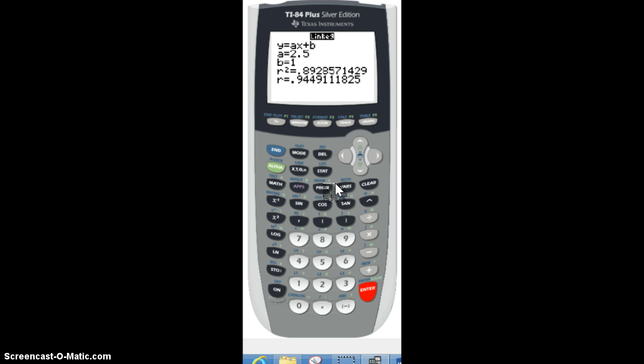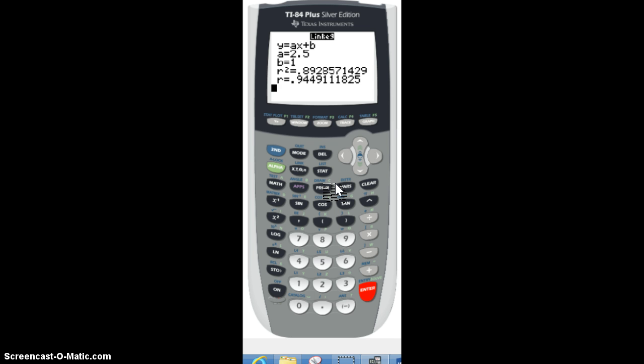Now, they gave us the R value, 0.9449. That is the correlation coefficient, which tells us those 3 points form a pretty good straight line. Not a perfect straight line, otherwise the R value would have been 1. It also gives us an R squared. We're going to look in a few minutes and see what the R squared means.